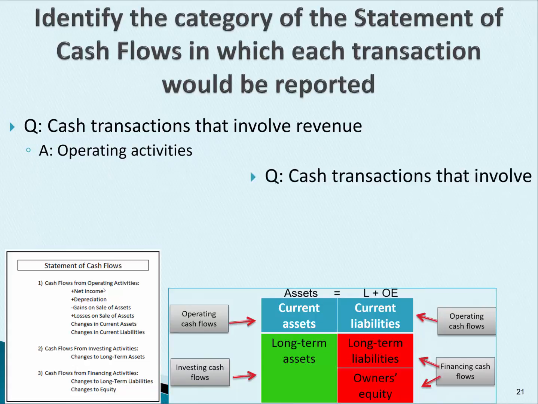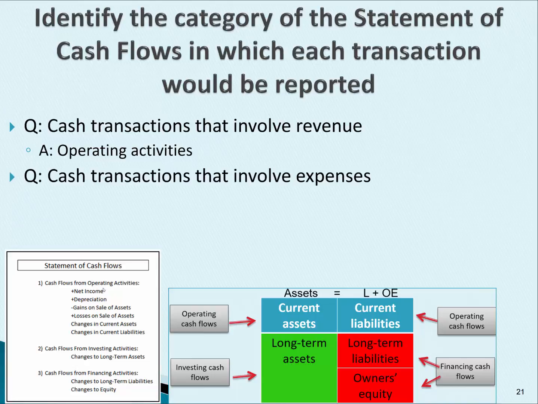How about cash transactions that involve expenses? Well, once again, net income consists of revenue minus expenses. So the expenses have already been accounted for inside the net income. So expenses are embedded in the operating activity section in the form of net income.